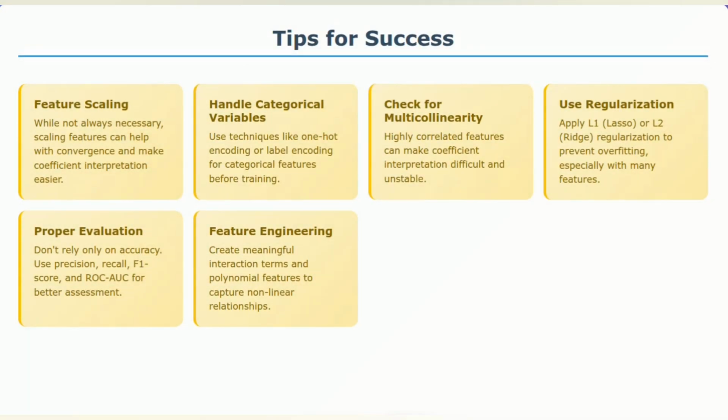Here are some practical tips for using logistic regression effectively. Feature scaling. While not always necessary, scaling features can help with convergence and interpretation. Handle categorical variables. Use techniques like one-hot encoding or label encoding for categorical features. Check for multicollinearity. Highly correlated features can make coefficient interpretation difficult. Regularization. Use L1 or L2 ridge regularization to prevent overfitting, especially with many features.